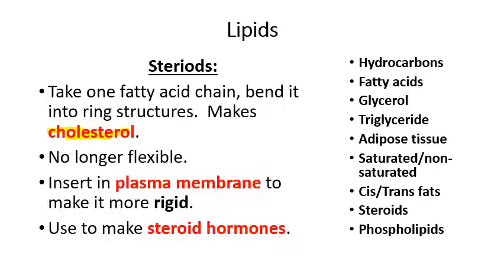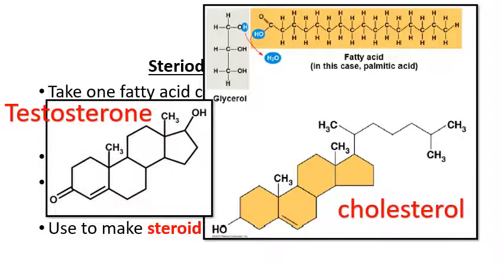Okay, so cholesterol is where you take a fatty acid, bend it into a ring structure, and then insert it into the phospholipid bilayer to give it more strength. Okay, so if you look on the top right, you see that there's a fatty acid chain. If you take that off and bend it into a ring structure like this, you've created cholesterol.